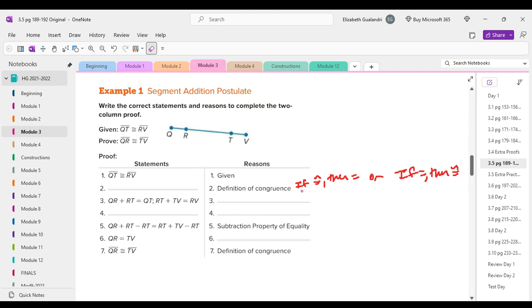And if you would rather write it this way, you're welcome to do that. So if congruent, then equal, that is our definition of congruence. But that allows me to say that the measure of QT is equal to the measure of RV. So a quick little change over there.